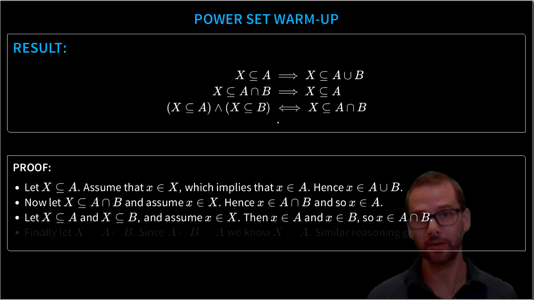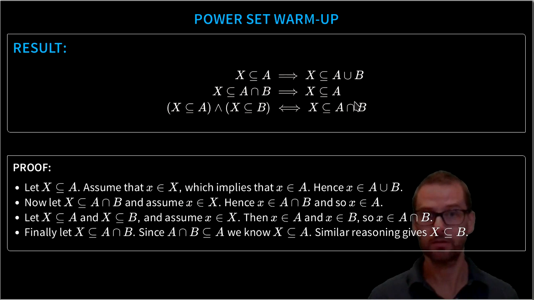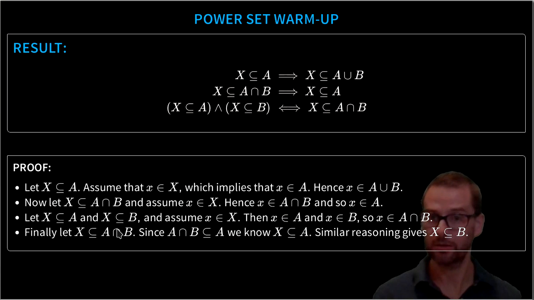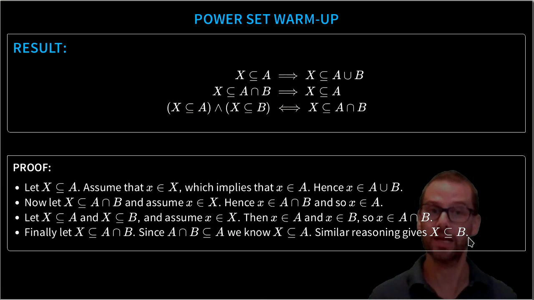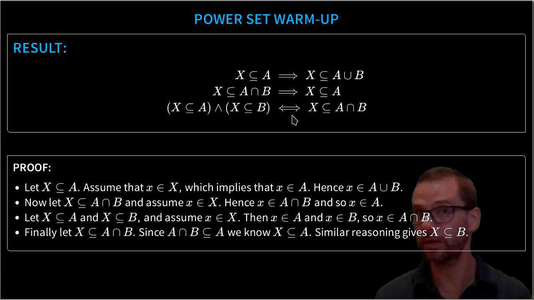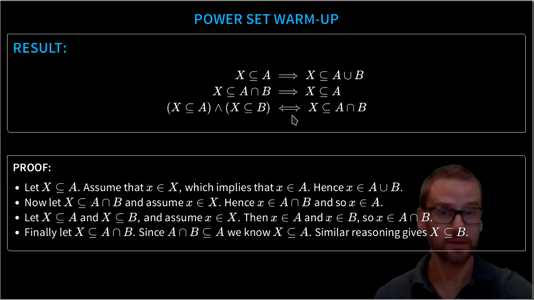Now we can do the reverse implication. So again, we assume this to be true. So X is a subset of A intersection B. Well, since A intersection B is a subset of A, we've proved that that means X is a subset of A. Because if X is a subset of this, and this is a subset of A, then X is a subset of A. And very similar reasoning gives X is a subset of B. And so that's proved the reverse implication as we need. Okay, and so we'll use those in a moment when we prove some power set results.